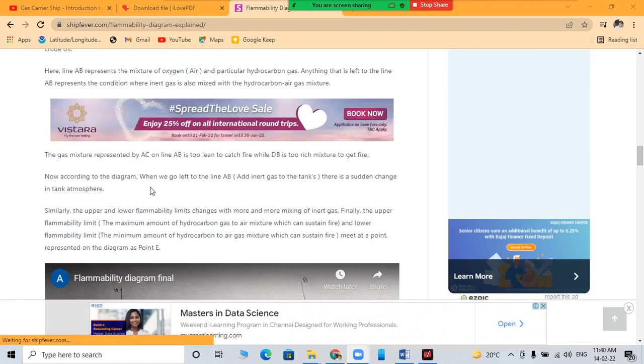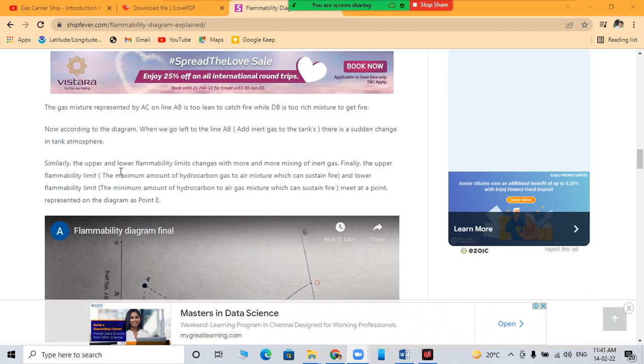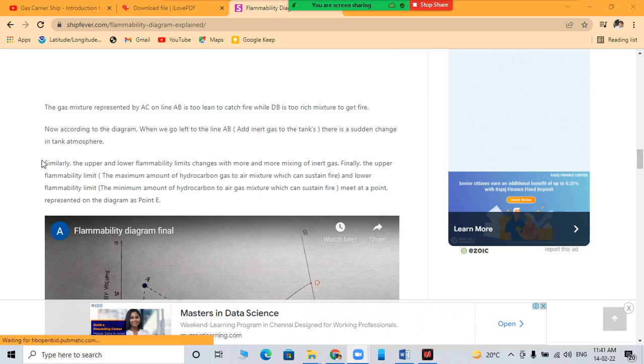Now according to the diagram, when we go left of the line AB and add inert gas to the tanks, there is a sudden change in the tank atmosphere. Similarly, the upper and lower flammability limits change with more and more mixing of inert gas. Finally, the upper flammability limit, the maximum amount of hydrocarbon gas in air that can sustain fire, and the lower flammability limit, the minimum amount of hydrocarbon in air that can sustain fire, meet at a point represented on the diagram as point E.